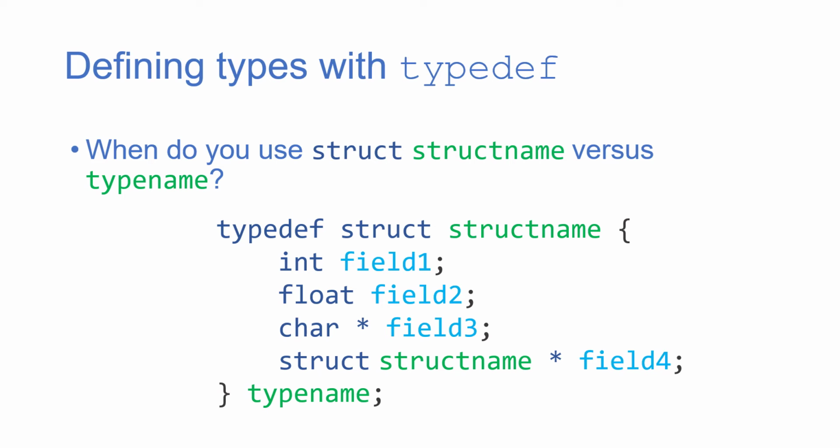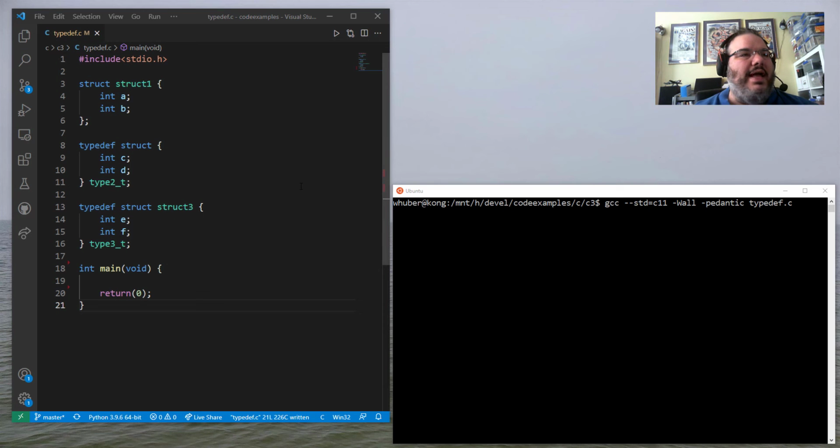So let's see some examples in code. So here I have a C file with 3 structures declared. The first structure is just a plain structure declaration. The second structure is a typedef declaration with no structure name. And the third has both a structure name and a typedef. So let's declare some variables of these different types.